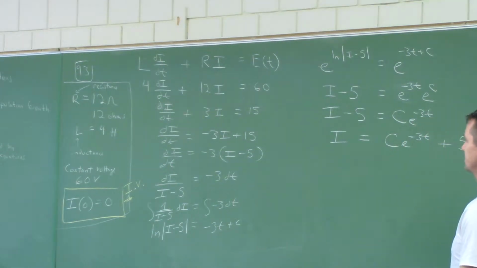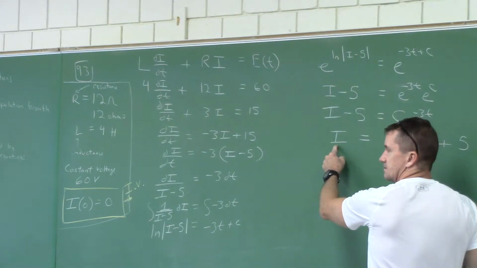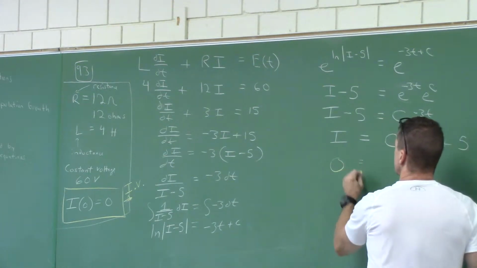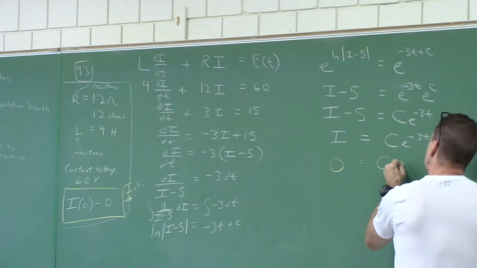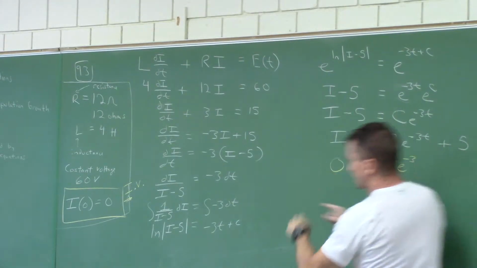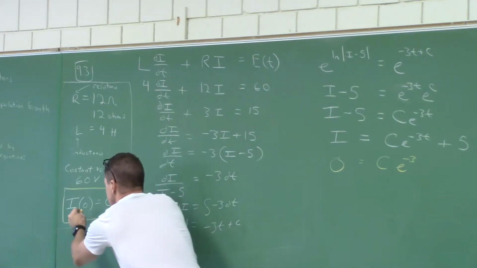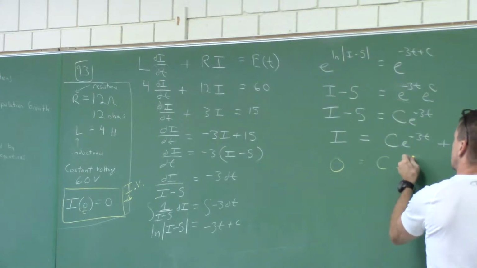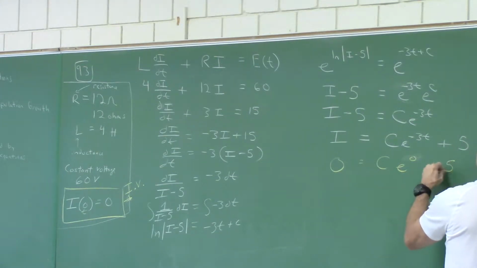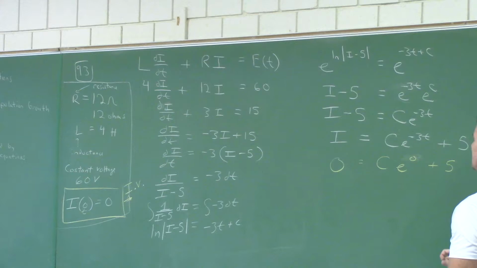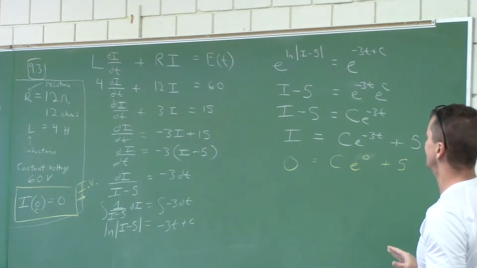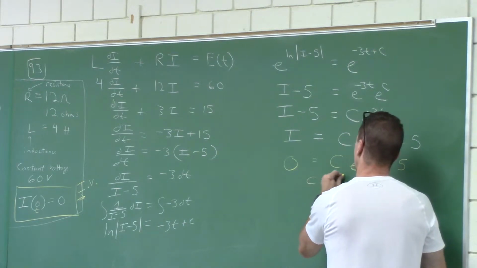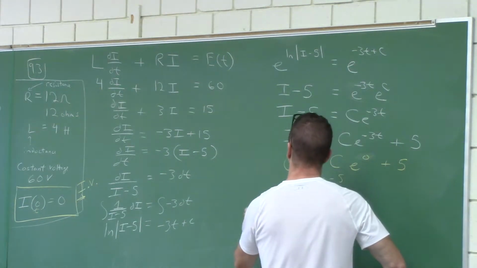So let's go plug this in. What's the current? 0, it's in amperes. You're like 0 amperes equals C times e to the negative 3 times a 0. That's t, and that's lowercase t right there. So I'll plug that in. 0. Plus a 5. So is C 5 or negative 5? Negative 5. Good. Very good. That's 1. So C is equal to negative 5. There we go.